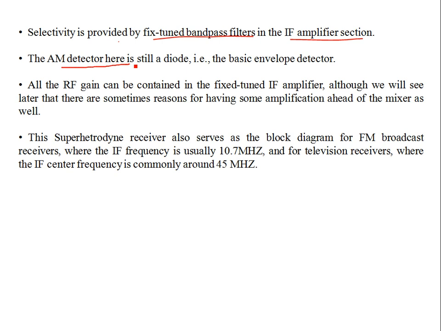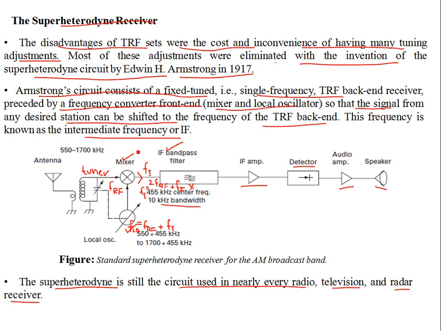And then you have the AM detector, which is still a diode, and this is the basic envelope detector. And all the RF gain can be contained in a fixed tuned IF amplifier. But this idea is not much popular. You will see later that sometimes there are reasons for having some amplification ahead of the mixer as well. Okay, just to give you a rough idea, why do you need another bandpass filter before the mixer, ahead of the mixer?